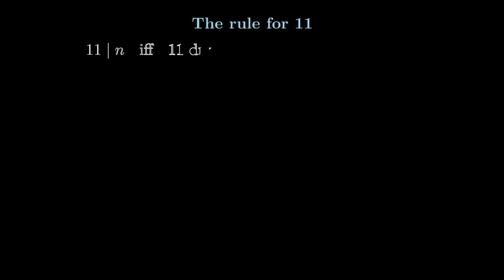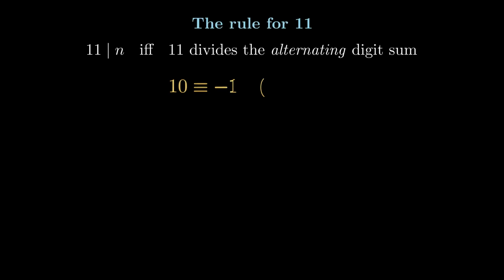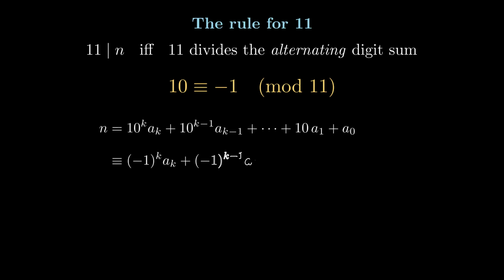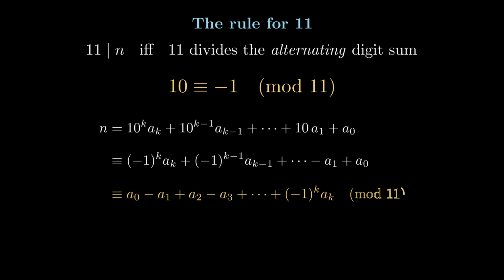Same trick, new divisor. 11 divides a number exactly when it divides the alternating sum of the digits. Why alternating? Well, because 10 is 1 less than 11, so 10 is congruent to negative 1 modulo 11. Take the same decimal expansion and reduce modulo 11. Each power of 10 becomes plus or minus 1 depending on the parity of the exponent. This alternates with every digit. Starting from the units digit, the signs alternate plus, minus, plus, minus. Therefore, the number is congruent to its alternating digit sum, modulo 11.